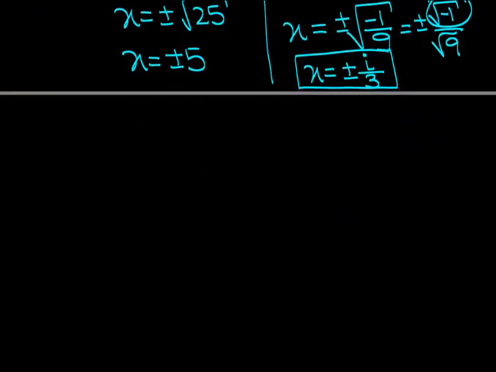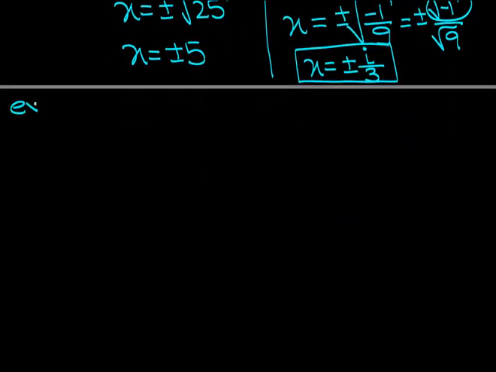Alright, let's take a look at another example. So let's make it a little bit more complicated. Let's say I have 3x minus 1 squared, plus 17 is equal to 0.